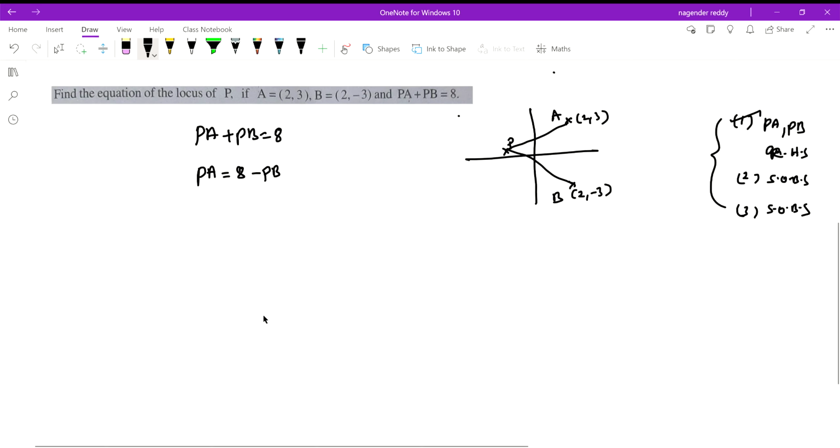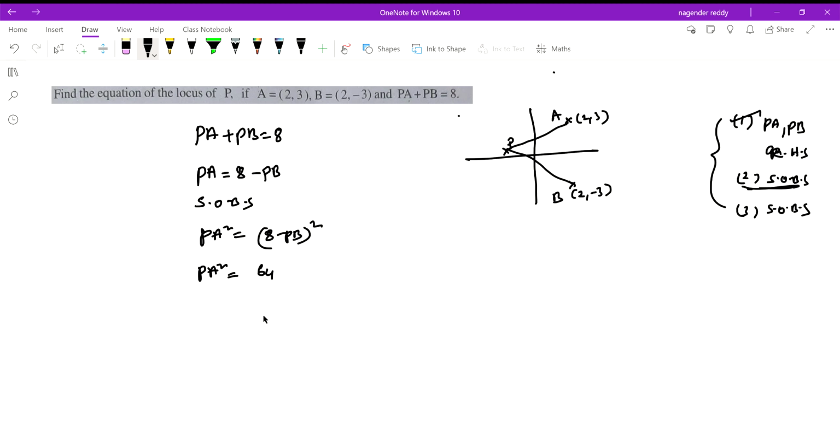Okay, done. First step. Now we go for squaring on both sides. Now PA square is equal to (8 minus PB) whole square. It is (a minus b) whole square, that is PA square is equal to 8 square, which is 64, plus PB square minus 2 times 8, that is 16 PB.